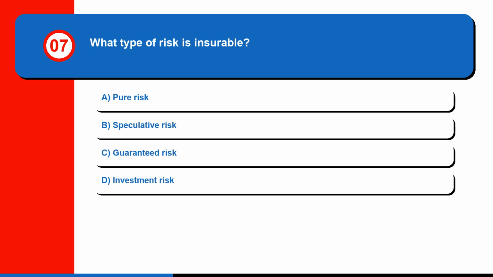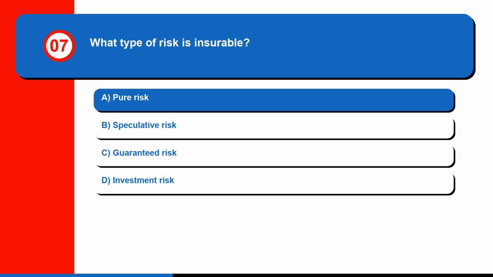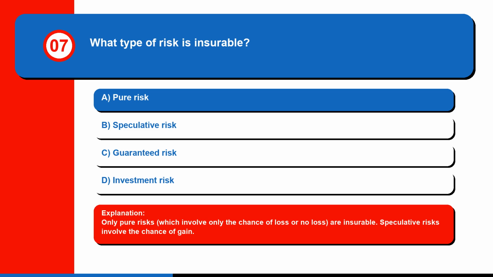Question 7. What type of risk is insurable? A. Pure risk, B. Speculative risk, C. Guaranteed risk, or D. Investment risk. The correct answer is A. Pure risk. Only pure risks, which involve only the chance of loss or no loss, are insurable. Speculative risks involve the chance of gain.